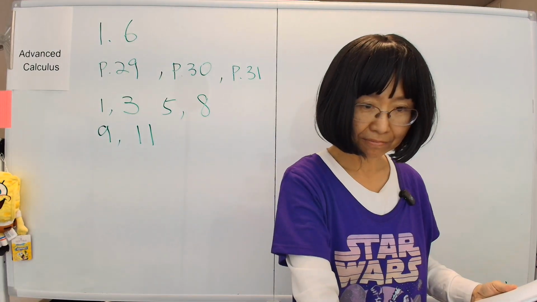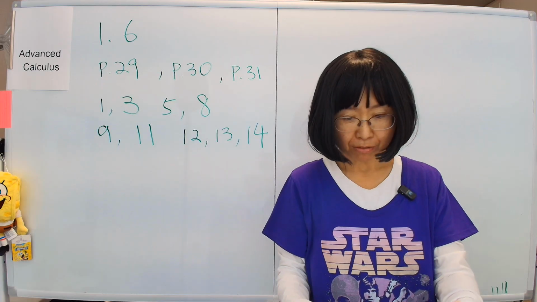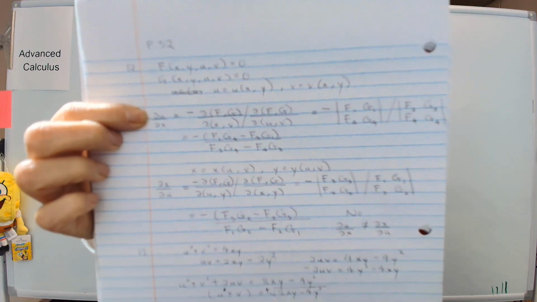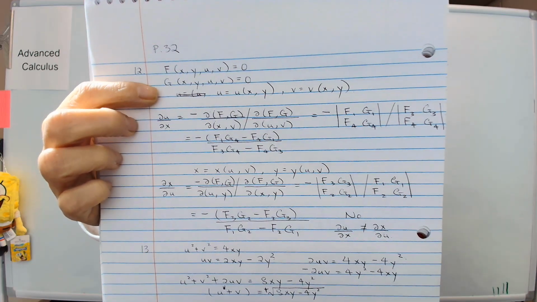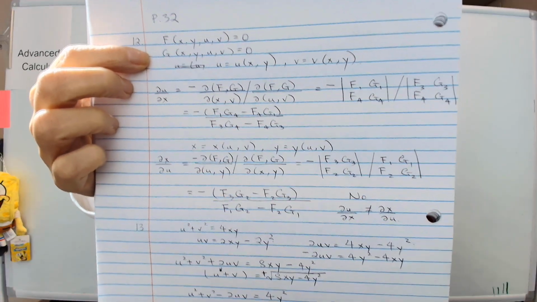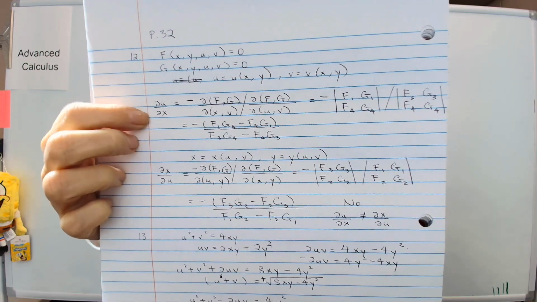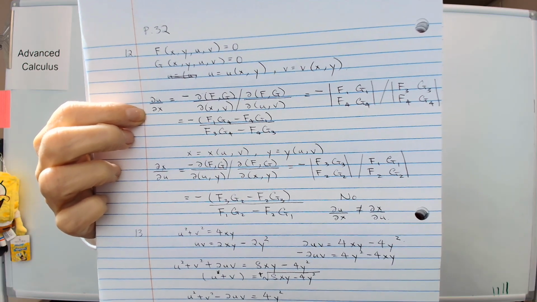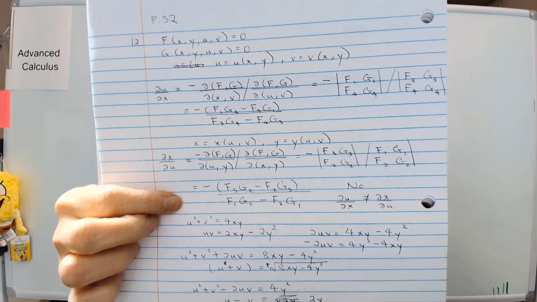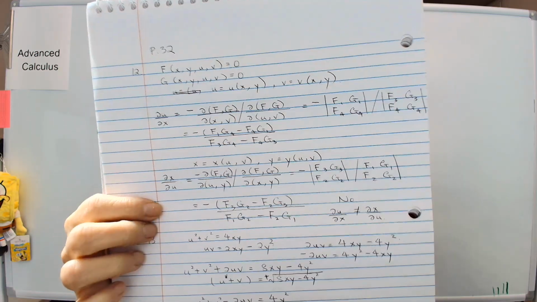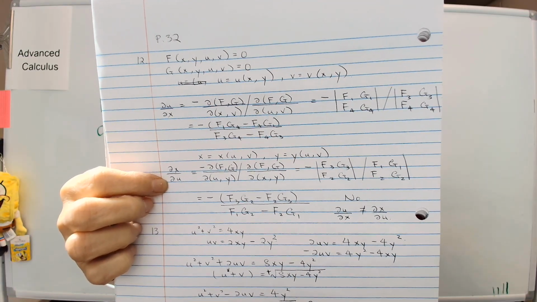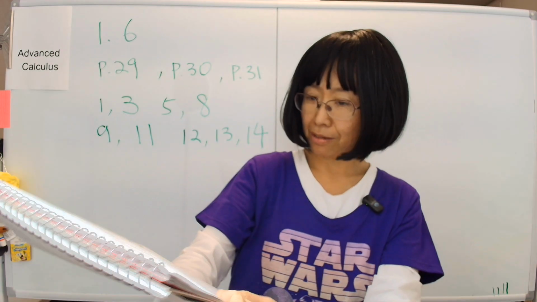Next, problem 12, we're doing a similar thing. We are calculating first partial u, partial x, figuring out who is dependent and who is independent, so that we can come up with it. So we got partial u, partial x, and then we get partial x, partial u, and notice that they are not the same. So the answer is no.